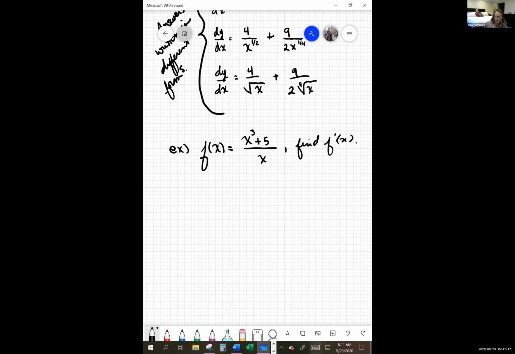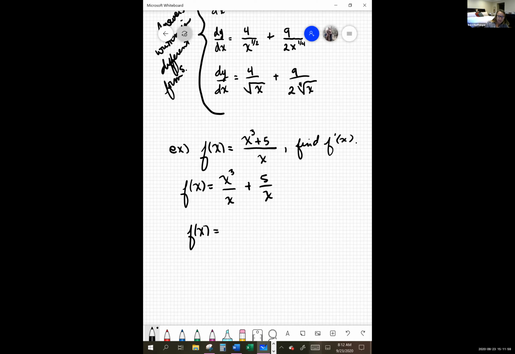So notice that we only have a single term in our denominator, so we could actually break this up as 2 separate fractions instead of 1 fraction. So let's start by doing that. So this is the same thing as x cubed divided by x plus 5 divided by x. Sometimes it's helpful to split a single fraction up into a sum or difference of simpler fractions.